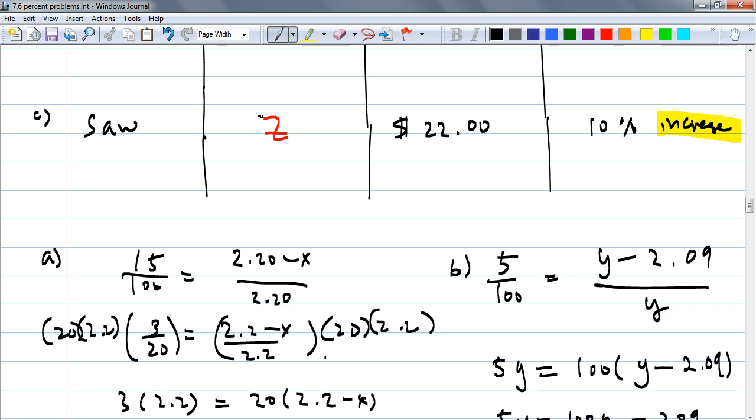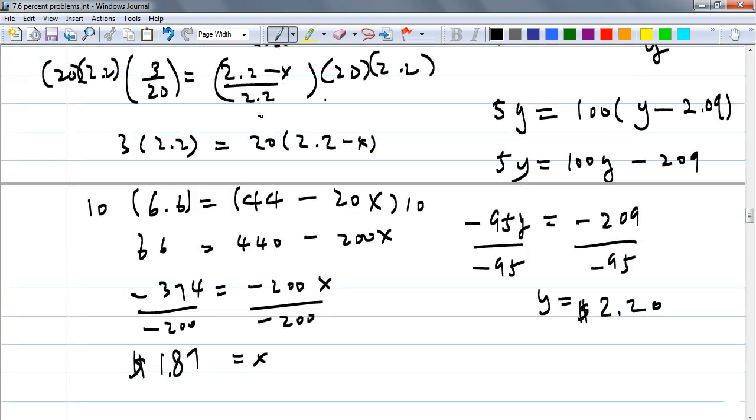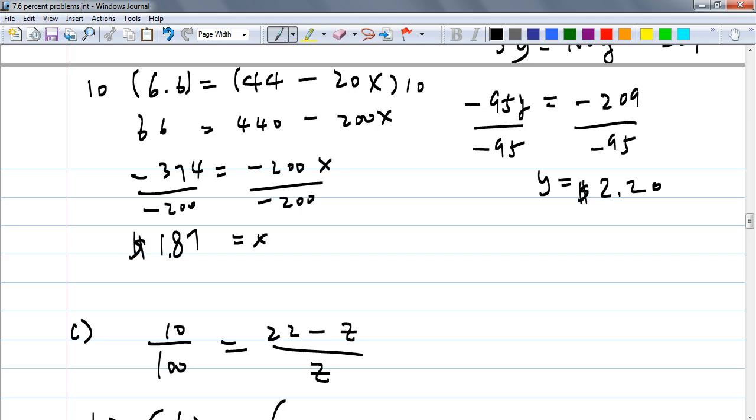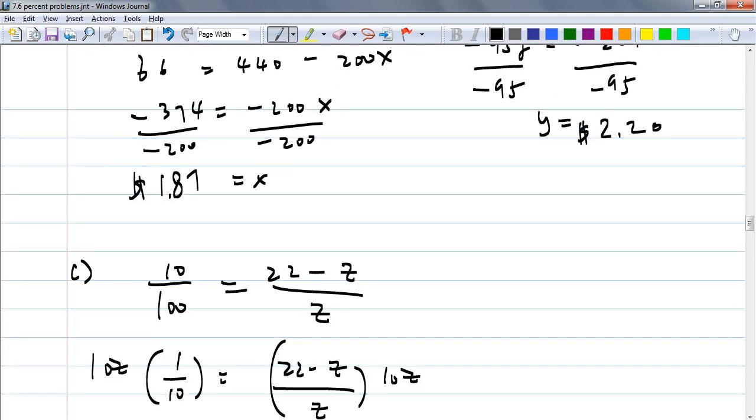Okay, z. How do you find z? It's now an increase. So do I do z minus 22, or is it 22 minus z, guys? For the z, the last one is 22 minus z, right? The 10% increase. You have to keep that numerator positive, right? What's 10 over 100, guys? 1/10. So I multiply both sides by 10z.